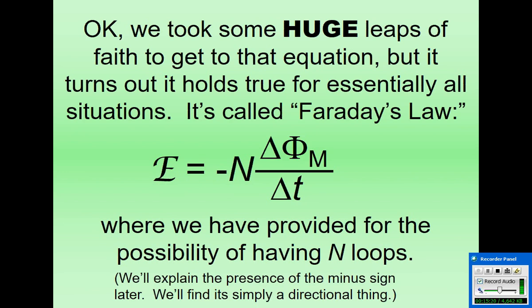Faraday's law says that the induced voltage, which is represented by the script E, is equal to minus N, where N is the number of loops, times the change in magnetic flux over time. So he took that result on the previous slide. He said, hey, let's do it for N loops. And then there's a minus sign there that is basically there because of conservation of energy. We'll be discussing Lenz's law in the ensuing lecture. Keep that in the back of your mind, but for now just kind of smile and nod and say, okay, there's a minus sign there.